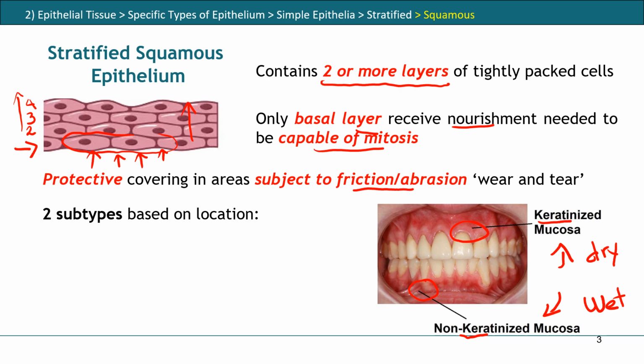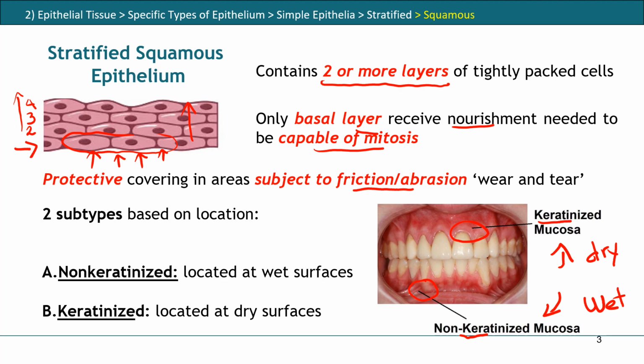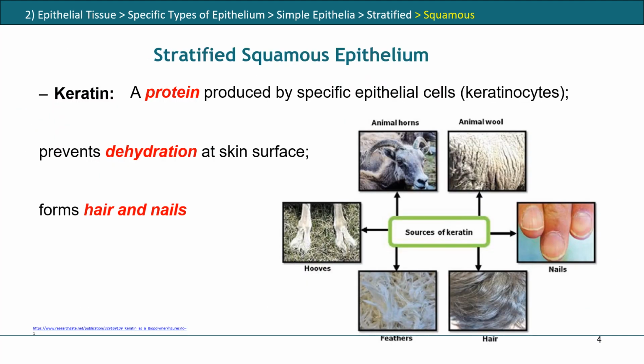And I told you there were 2 subtypes depending on the presence and absence of keratin. The ones that don't have keratin will be on the wet surface, while the ones that have keratin will be located on the dry surface. Here I just wanted to show you the importance of keratin, not only for humans, but during evolution.